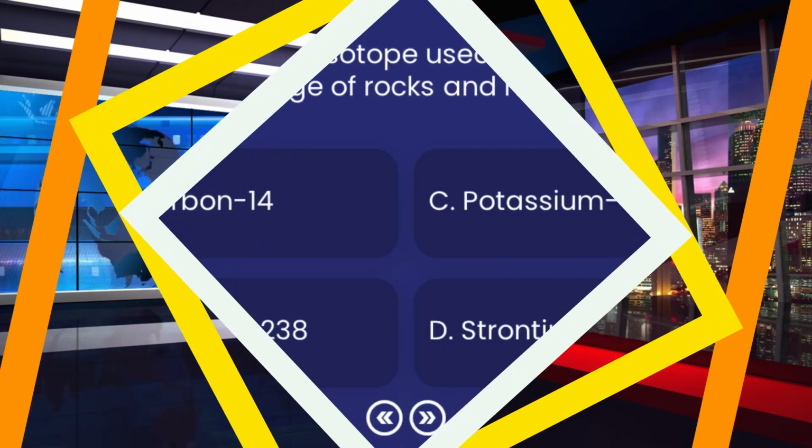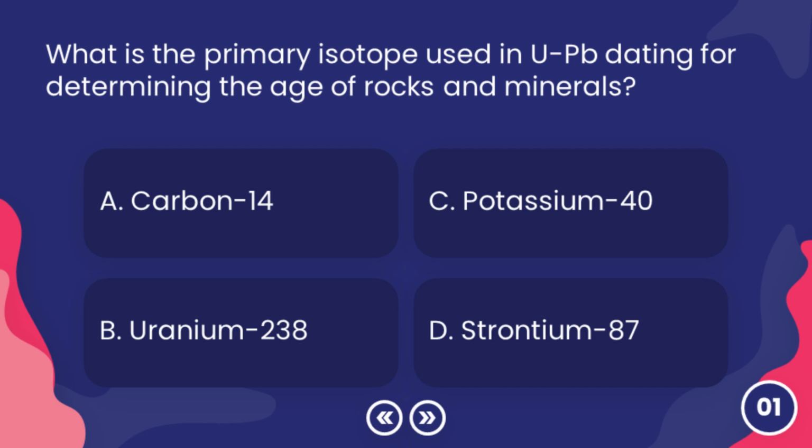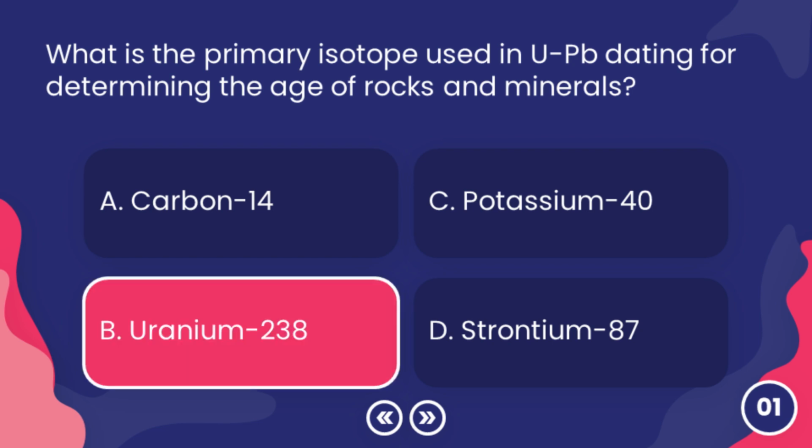Now, it's time to assess your understanding of this topic by answering the comprehension questions. What is the primary isotope used in uranium-lead dating for determining the age of rocks and minerals? A. Carbon-14, B. Uranium-238, C. Potassium-40, or letter D. Strontium-87. What do you think is the correct answer? Perfect! It's letter B. Uranium-238.